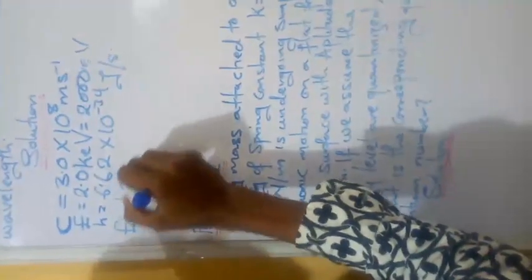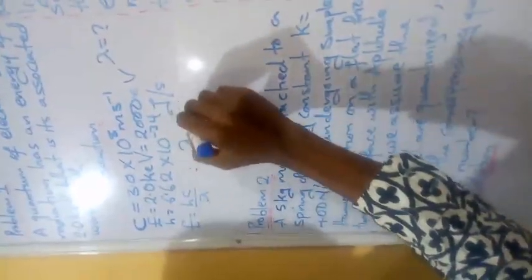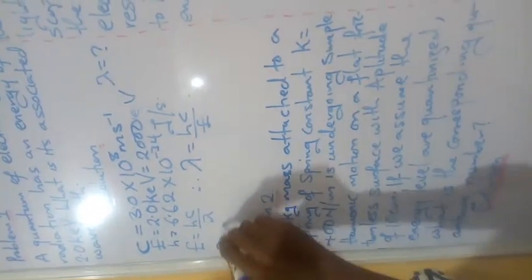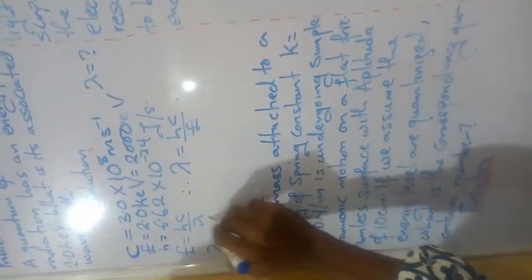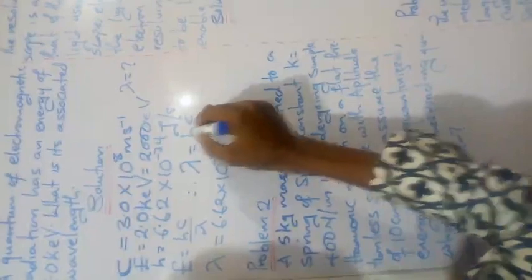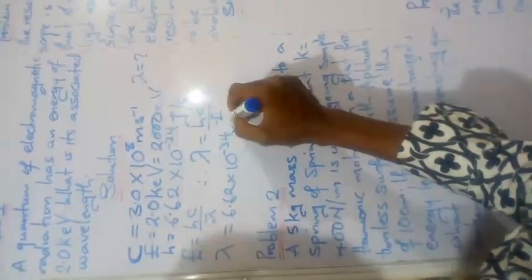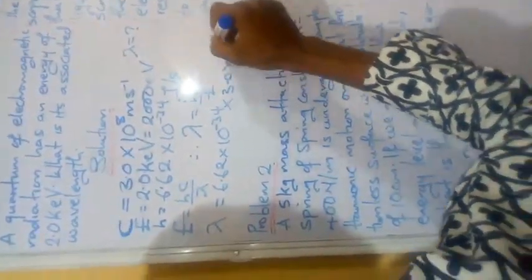E equals hc over lambda. And now what we're looking for is the wavelength. This formula can be written as wavelength equals hc over E. So let's plug in our values. We know what h is. The wavelength of that radiation that will be produced is equal to 6.62 times 10 raised to the power of minus 34, which stands for Planck's constant, times c, which is the speed of light, 3.0 times 10 to the power of 8, divided by the energy.